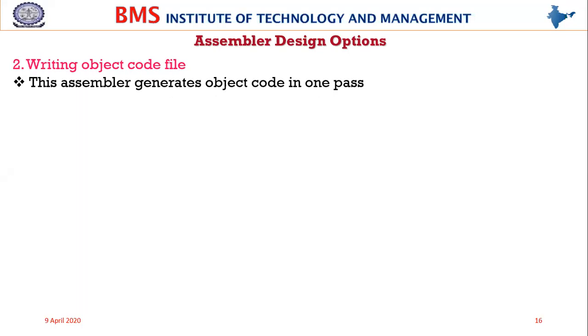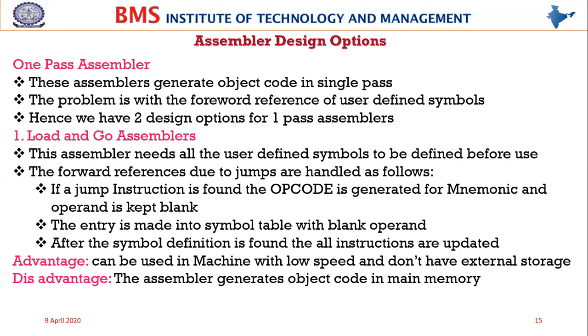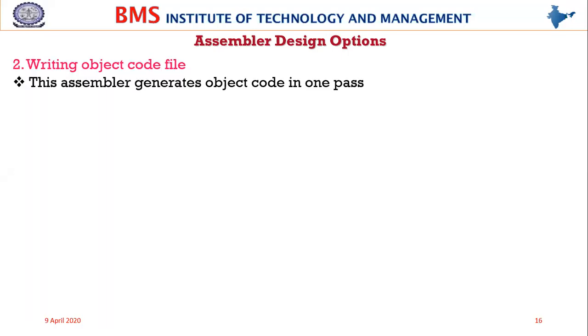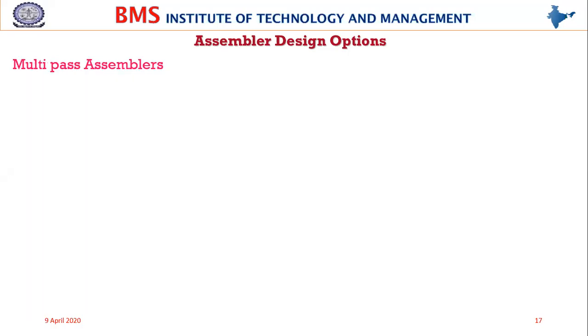Two types of one-pass assemblers we have: load and go, and another one that writes the object code to the file format. This is one design option. We have another design option, the multi-pass assembler, which we are going to see in the next class, and also complete with the macro processor.